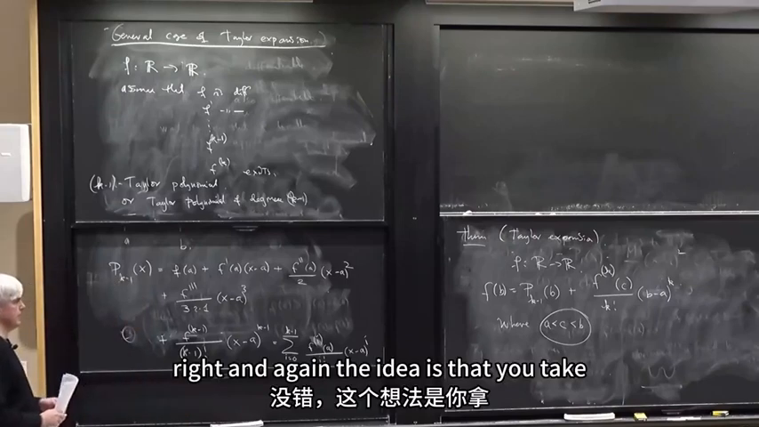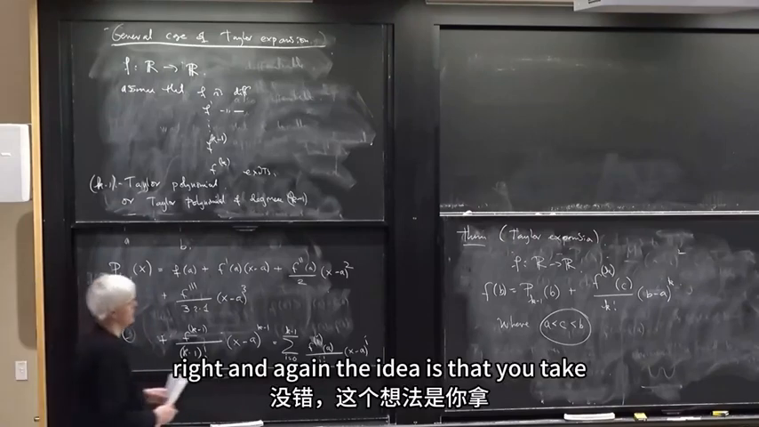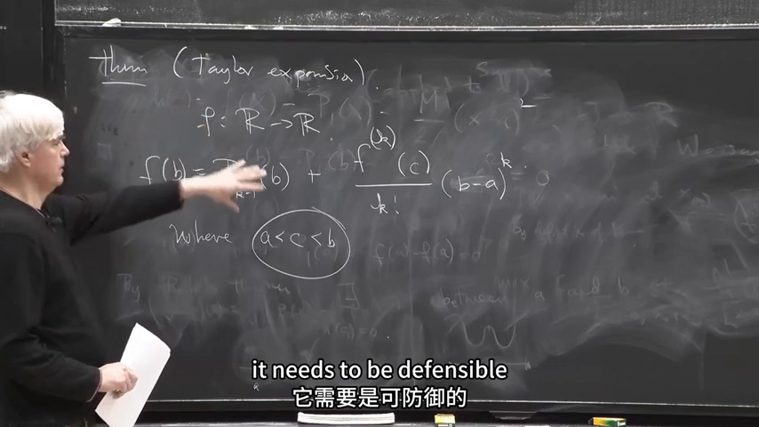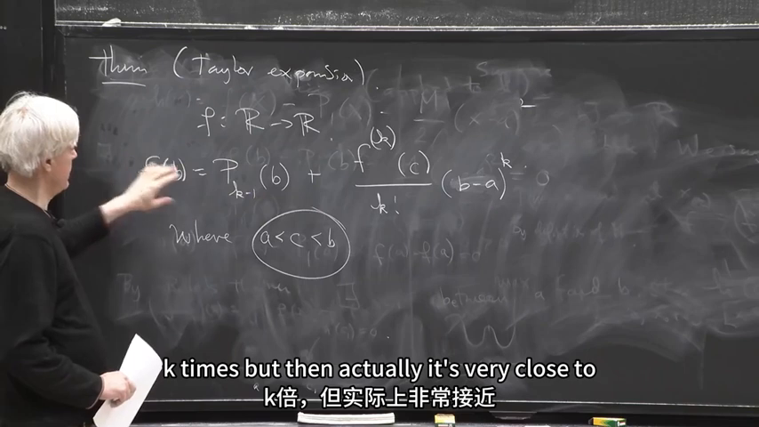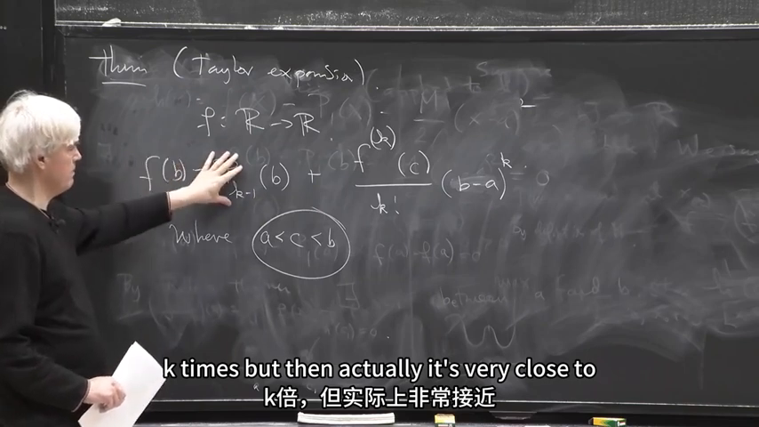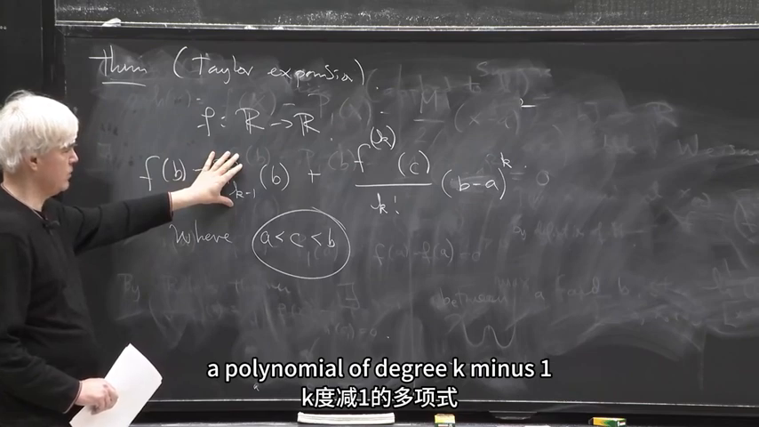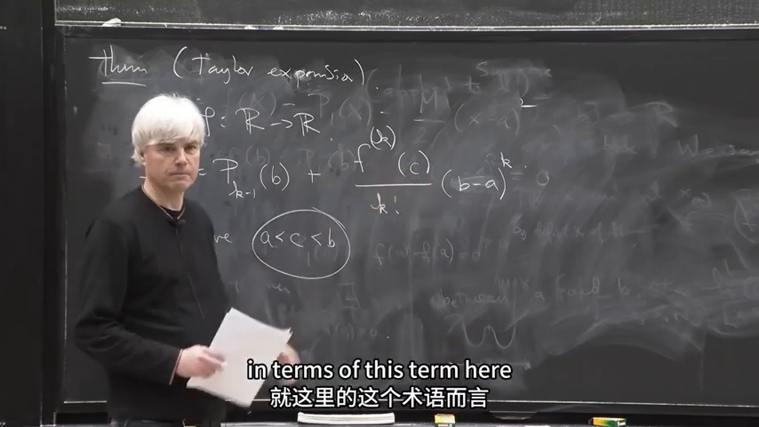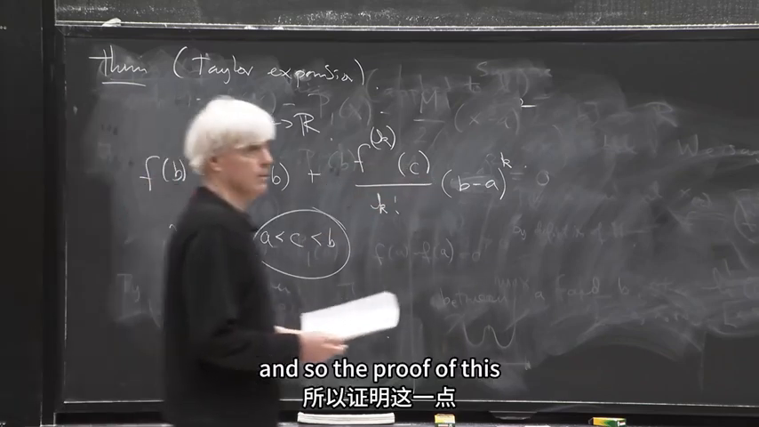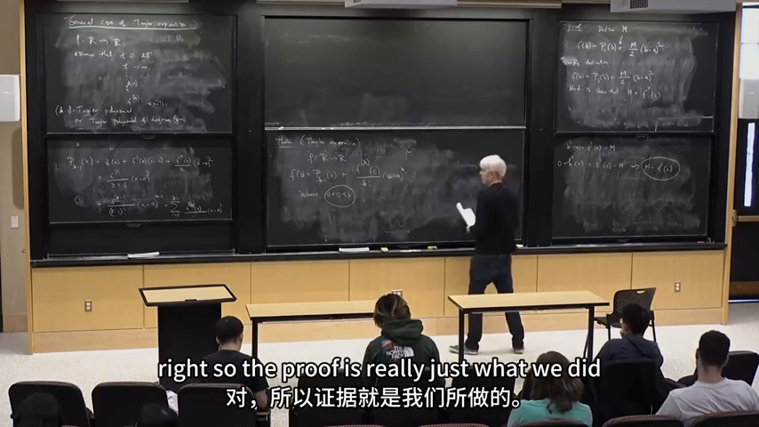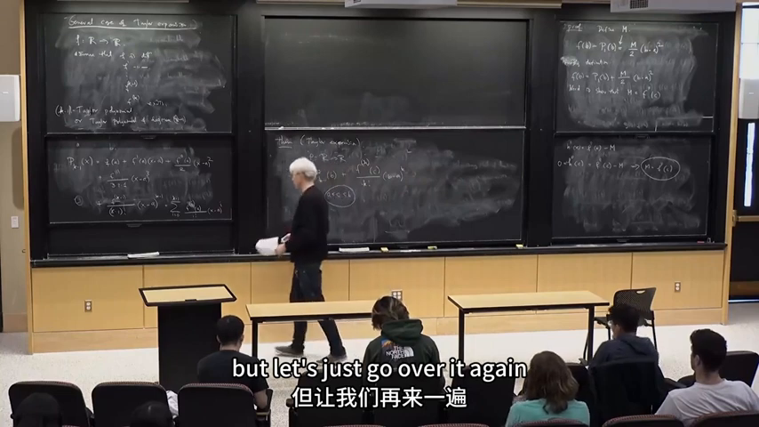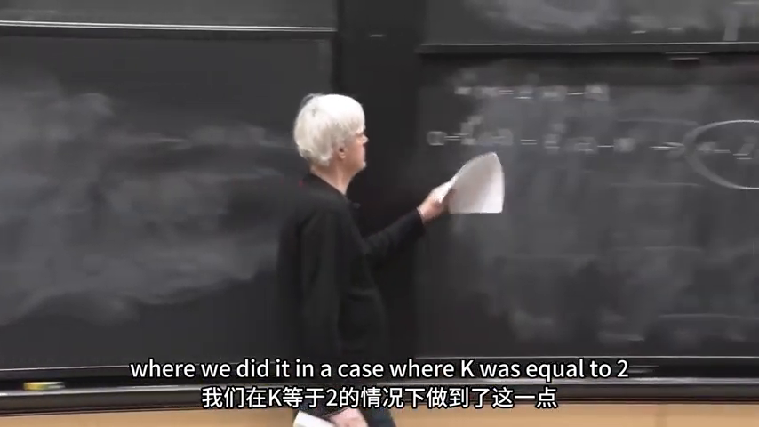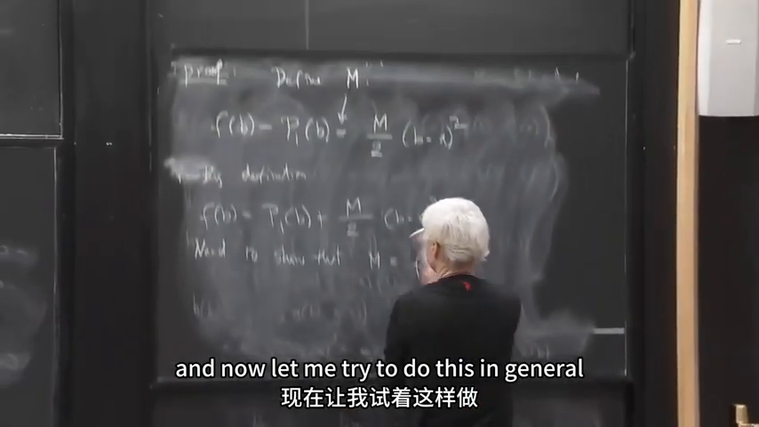Right, and again, the idea is that you have a function, any function. It needs to be differentiable k times, but then it's actually very close to a polynomial of degree k minus 1, and you can estimate how close it is in terms of this term here. Okay. And so the proof of this is really just what we did, but let's go over it again. We only did it in the case where k was equal to 2. And now let me try to do this in general.